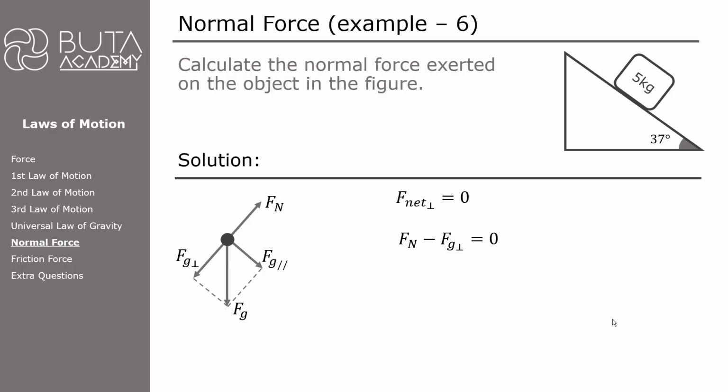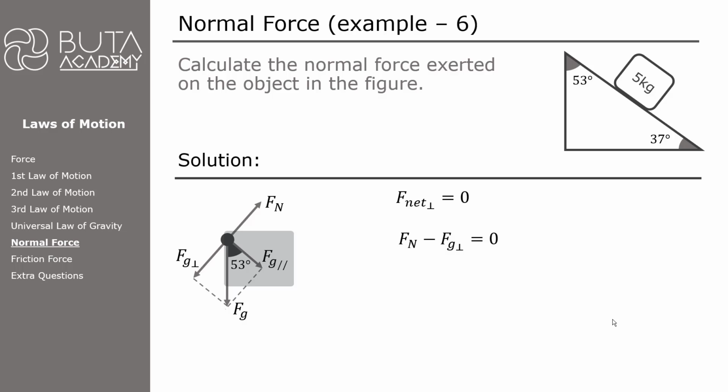To calculate the value of the normal force, we just need to calculate the value of this perpendicular component. To be able to do it, we will get some help from geometry. If the angle at the bottom of a right triangle is 37 degrees, the angle at the top will be 53 degrees. By using similarity, we can see that the angle between Fg and its parallel component is 53 degrees as well.